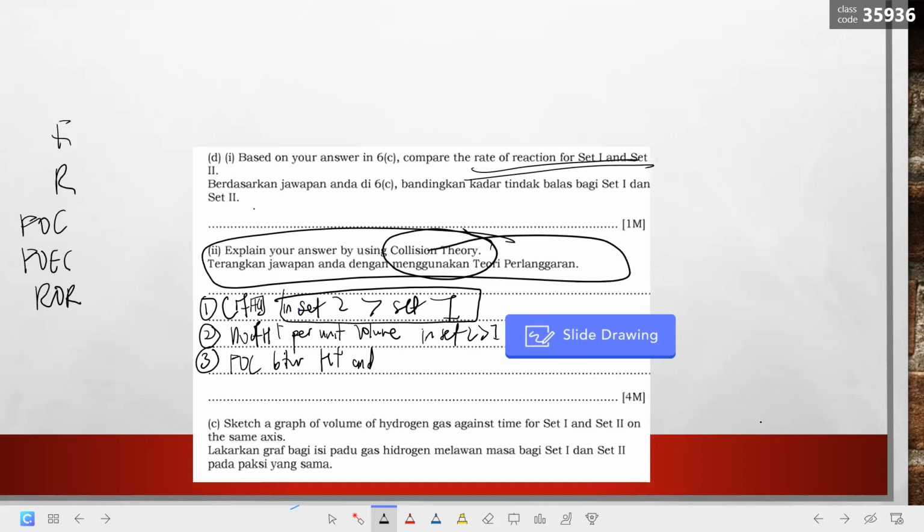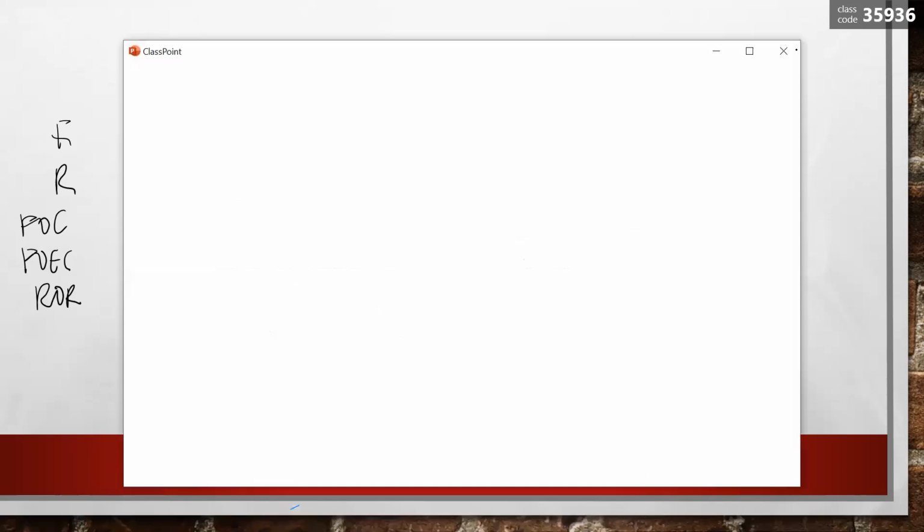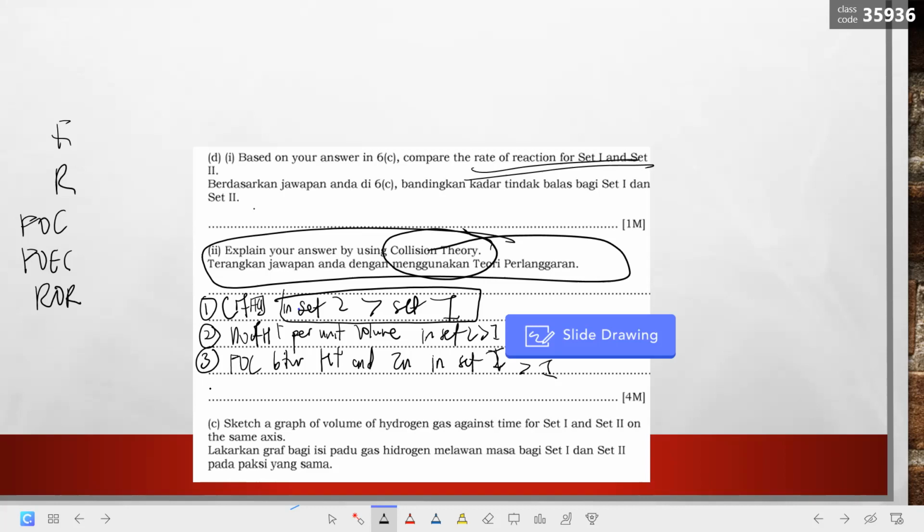Frequency of collision between zinc and hydrogen ions in set 2 is higher than set 1. Excellent. Second last line: frequency of effective collision, copy paste. Very good. And my last line: therefore, the rate of reaction in set 2 is higher than set 1. Class, did you understand what Bhavi just did? And do you agree with what he just did? If you agree, put 1 in your chat. If you disagree, put 2 in the chat.